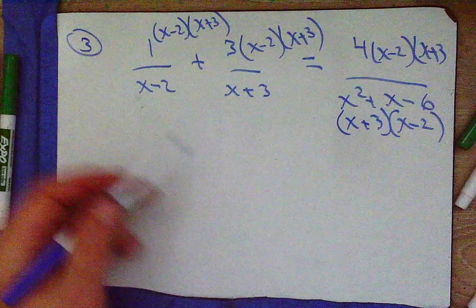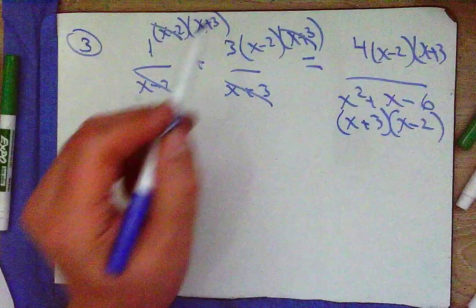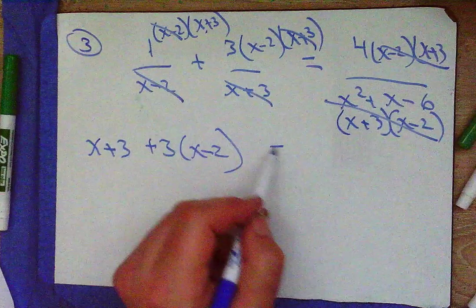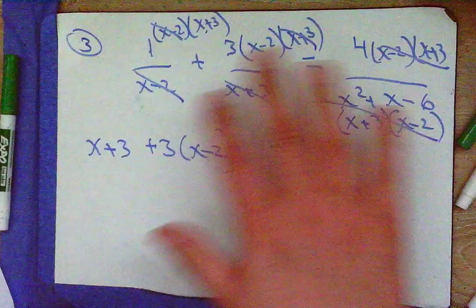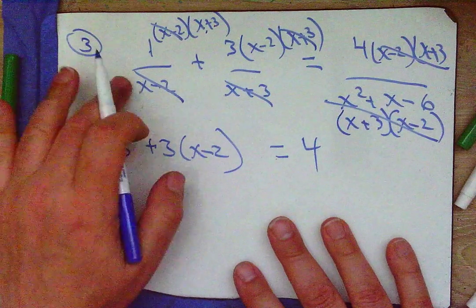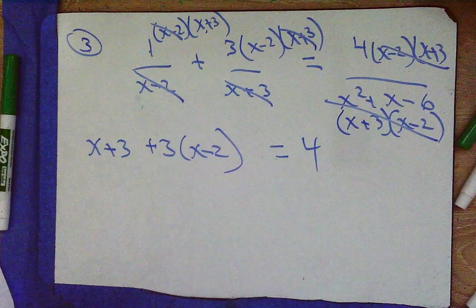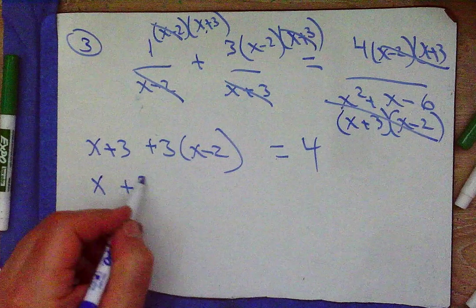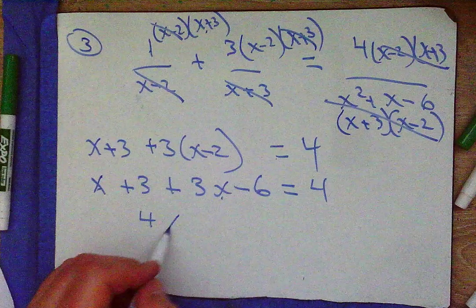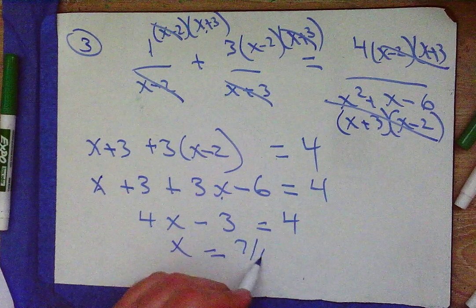Okay, so what cancels? This cancels this, so I have 1 times that. And this cancels that, leaving me plus 3 times x minus 2. And all of these cancel all of those, leaving me just 4. I really like multiplying everything by the common denominator and canceling, because now I don't have any fractions. I'm not saying make a common denominator. I'm saying get rid of all the fractions by multiplying everything by the least common denominator. So now I'm going to distribute, and I'm going to combine like terms, and I get x equals 7/4.